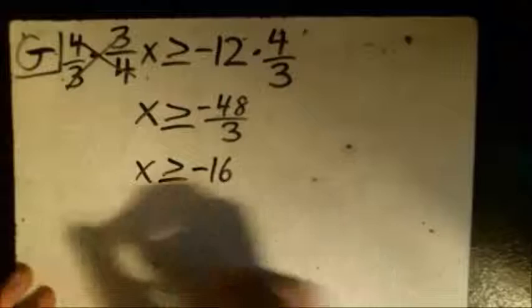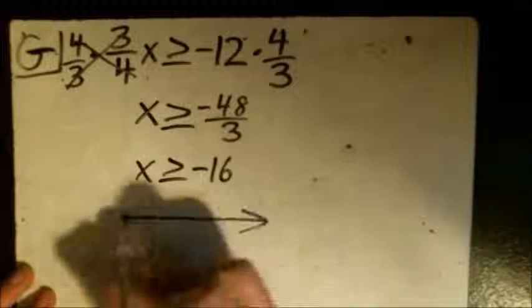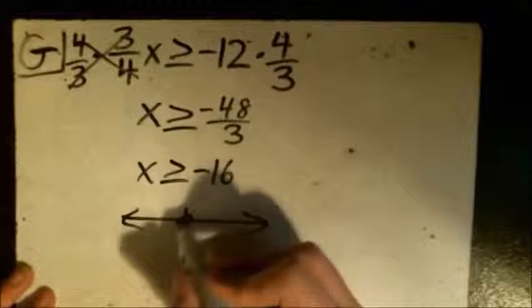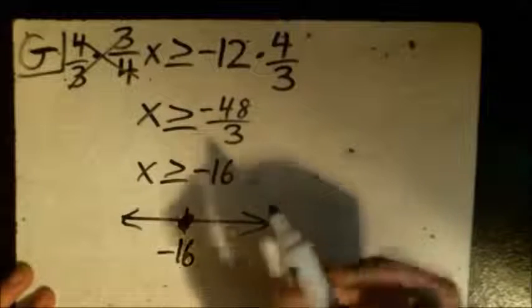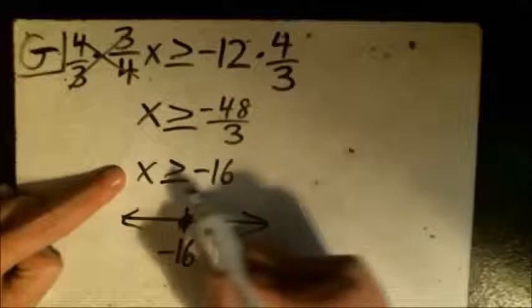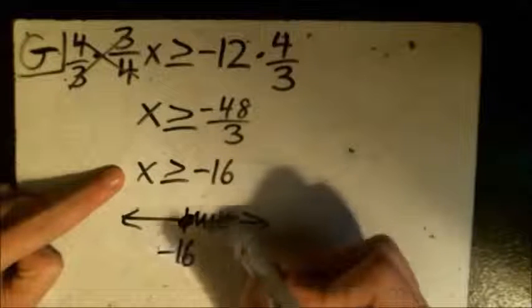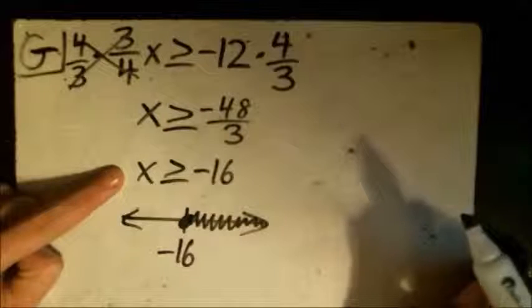All right, so when I graph this, I'm going to have a closed circle at negative 16. And seeing that my variable's on the left, I can use my shading trick, and the arrow's pointing towards the right, so I'm going to shade towards the right.